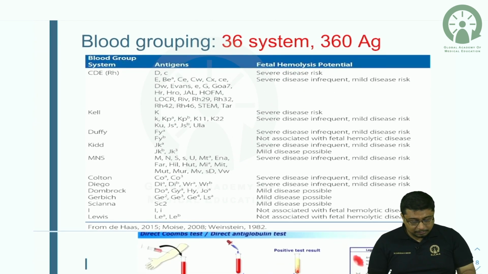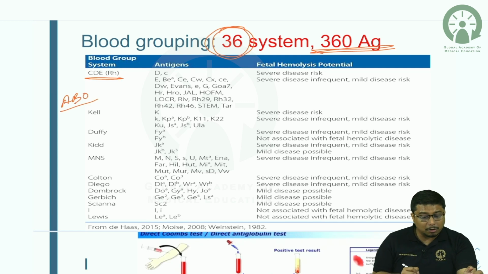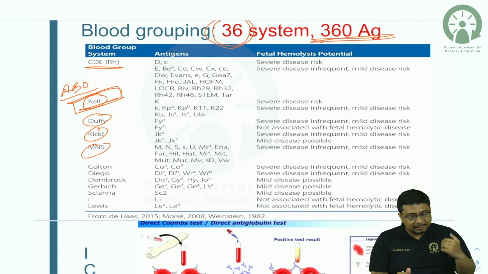So coming to the investigations that we are doing one by one. Blood grouping: we have 36 systems of blood grouping and 360 antigens right now. The most important ones we need to know are the ABO, and then CDE, which was formerly known as RH, and then there are other smaller ones like KEL, Duffy, KID, MNS, all these things. Remember, KEL is idiosyncratic. If there is KEL isoimmunization, the baby will either be very badly affected or will not be affected at all.